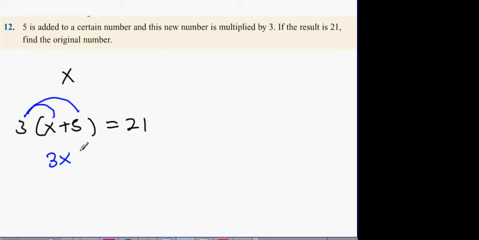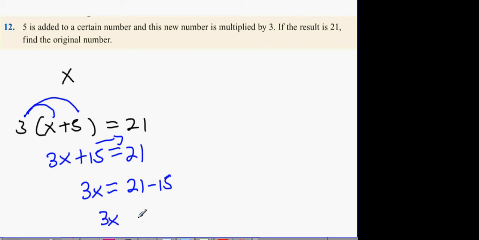3x plus 15 equals 21. 15 goes over to your side. 3x equals 21 minus 15, which is 6. x equals 6 divided by 3, which is 2.